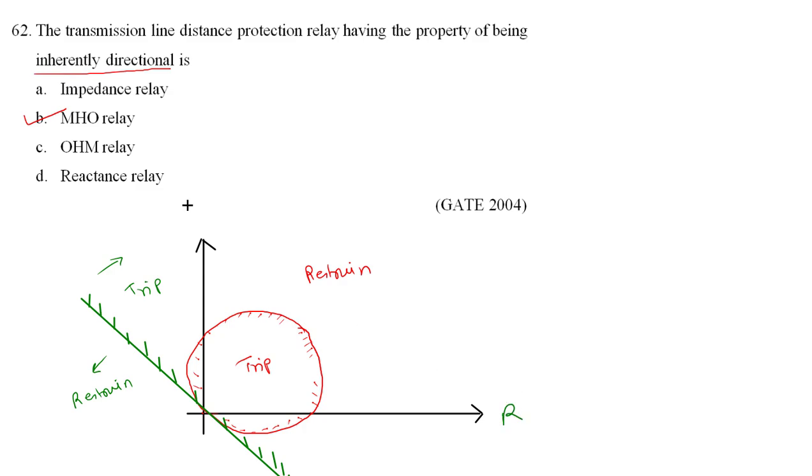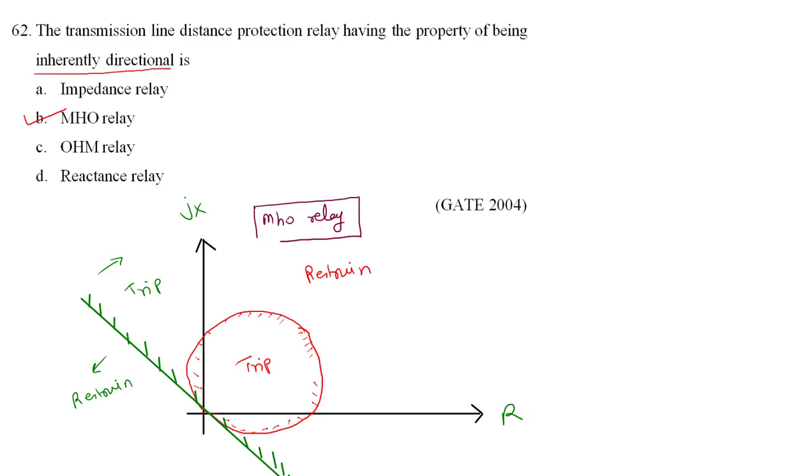Basically this is the impedance plane or R-X plane. Here, as we can see, for this Mho relay, if a fault occurs in this direction, the relay is not operating. The meaning is that Mho relay possesses the directional property. What about reactance and impedance relay? So this is for Mho relay.